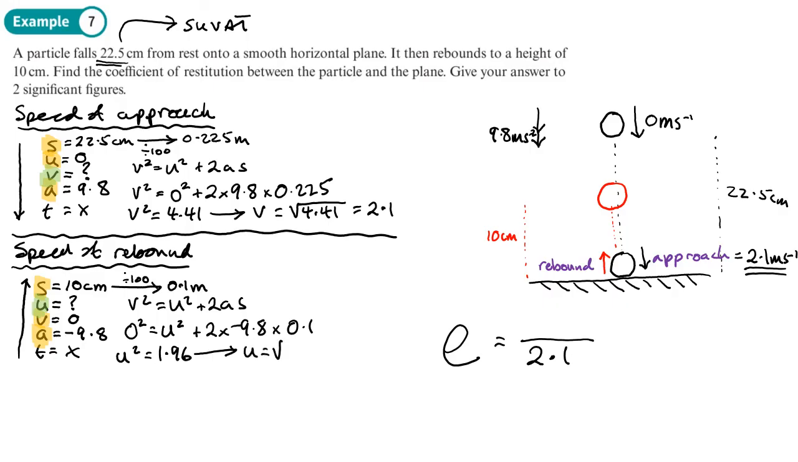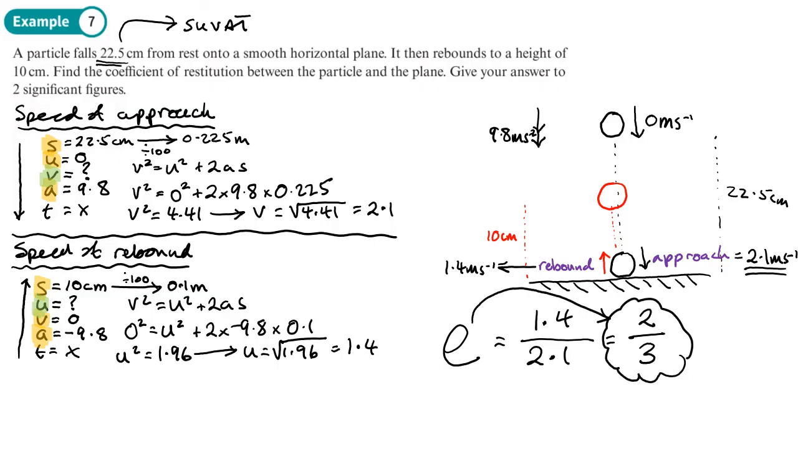So again, I'll write square root of 1.96 just in case I don't get an answer, but I recognise 196 as 14 squared. So if I do the square root of that, I end up with 1.4. So the speed of rebound here is 1.4 meters per second. So E is 1.4 over 2.1, both multiples of 7. And this is 2 times 0.7. And this is 3 times 0.7. So it simplifies to give me a coefficient of restitution of 2/3, and we'll leave it exact like that.